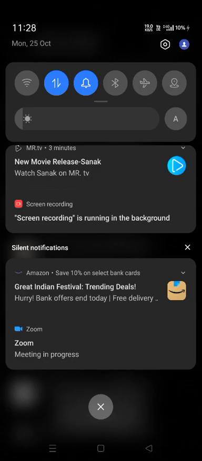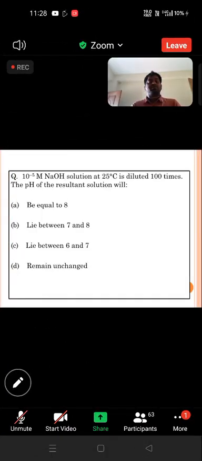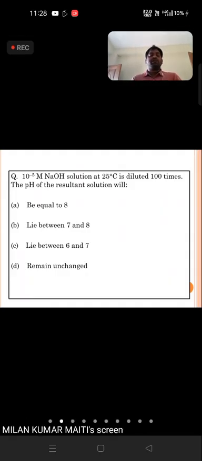pH lies between 7 to 8. As the OH minus ion concentration is 10 to the power minus 7, the H plus ion concentration becomes 10 to the power minus 7. And as it is a basic solution, the pH must be higher than 7. So it lies between 7 to 8. So B is the correct answer.